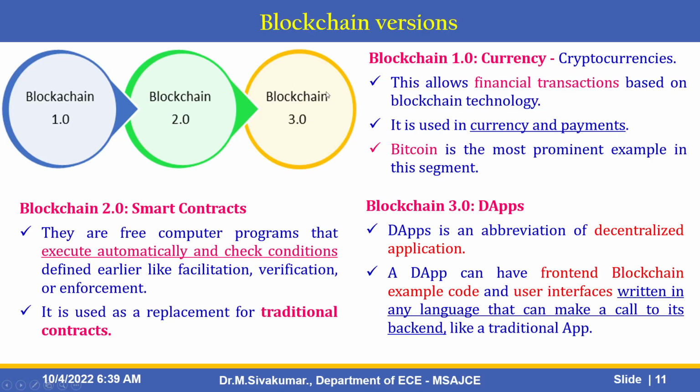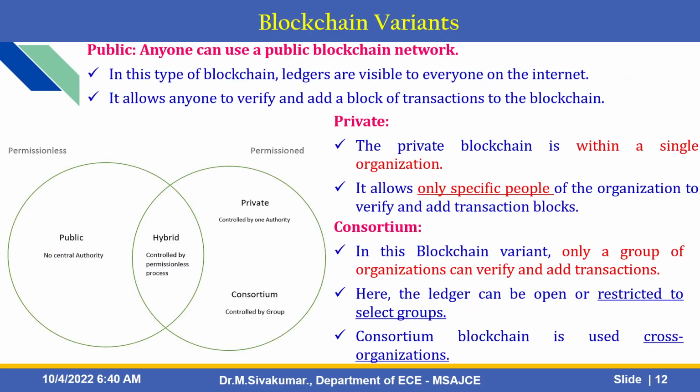The final one, blockchain 3.0, is decentralized apps. Shortly it's known as DApps. DApp is an abbreviation of decentralized application. A DApp can have front-end code and user interfaces written in any language, it may be Java, C, C++, any language that can make a call to its backend like a traditional app.